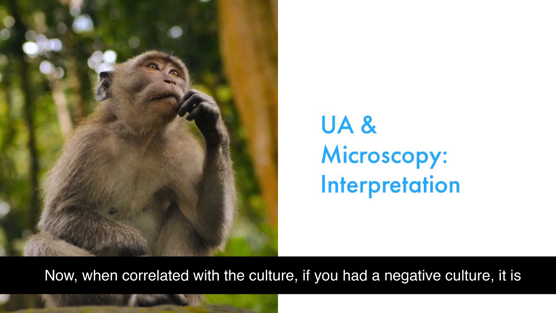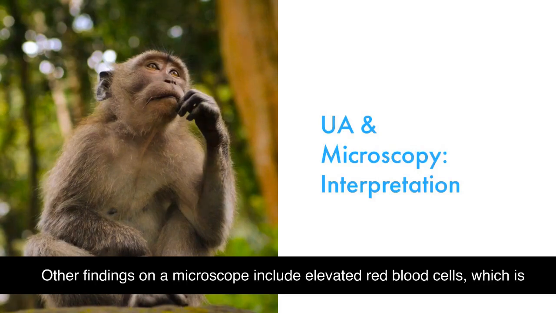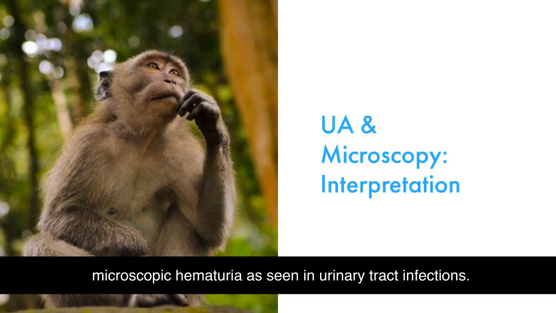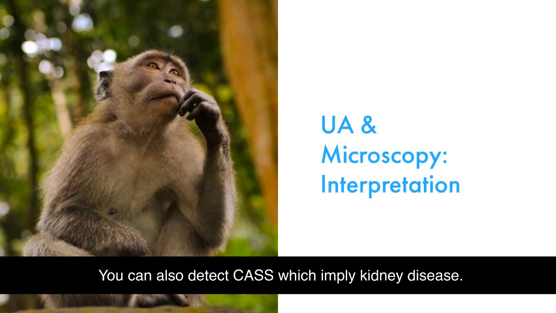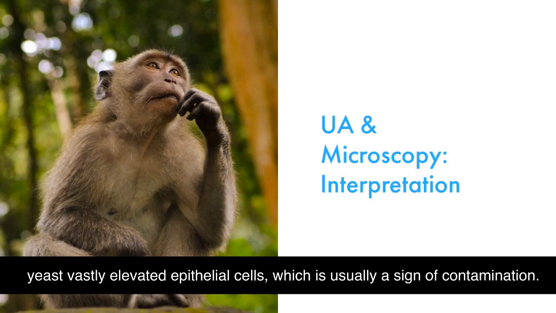Now, when correlated with the culture, if you had a negative culture, it is suggestive of STDs like chlamydia and gonorrhea. Other findings on a microscope include elevated red blood cells, which is microscopic hematuria, as seen in urinary tract infections. You can also detect casts, which imply kidney disease. You can detect crystals, which imply kidney stones, and you can also find bacteria and yeast. Lastly, elevated epithelial cells are usually a sign of contamination.